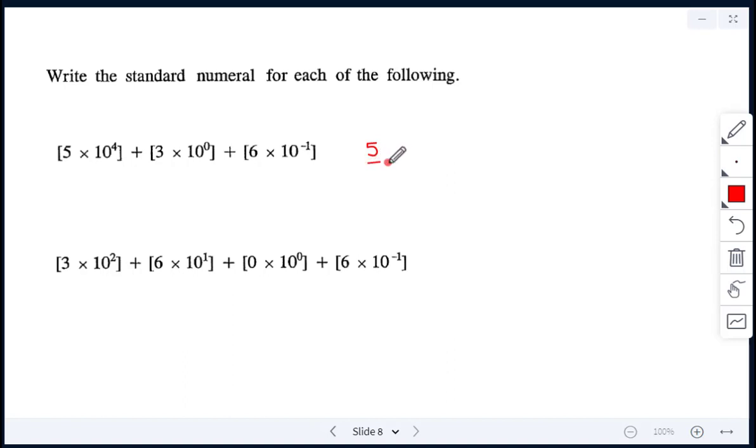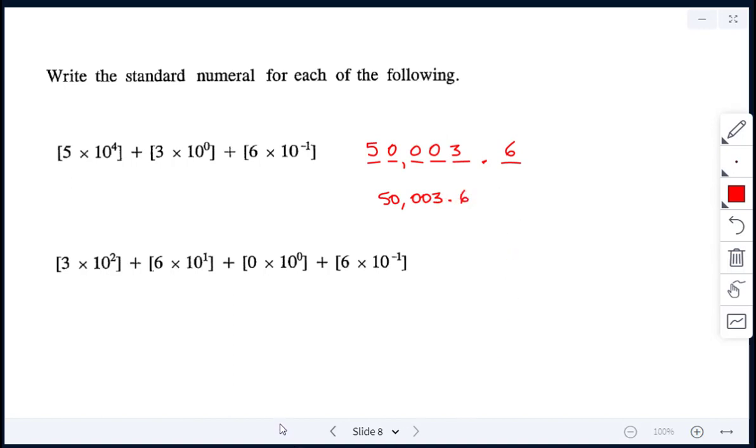So I'm just going to put out our positions here. Okay, so we can fill in our zeros. And then we have 3 in the ones position. So right there. And then we have 6 in the tenth position. All right, so just rewriting that out, it's 50,003.6.